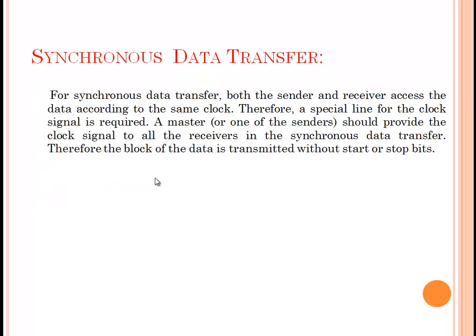And last, there's synchronous data transmission. For synchronous data transfer, both the sender and receiver access the data according to the same clock. There should be the same speed between the sender and the receiver. Therefore, a special line for the clock signal is required. A master or one of the senders should provide the clock signal to all the receivers in synchronous data transfer. That means they should go synchronously with each other, right? Therefore, the block of data is transmitted without start or stop bits.